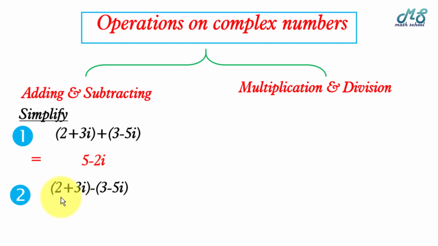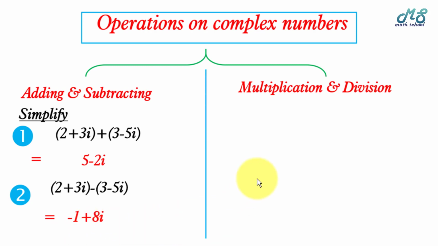In the same way, we have here 2 plus 3i minus the quantity 3 minus 5i. Just use the distribution property. We can say that 2 minus 3 will be negative 1 as the real part, and 3i minus negative 5i will be 3i plus 5i, which is 8i. Now in the simplest form it equals negative 1 plus 8i.